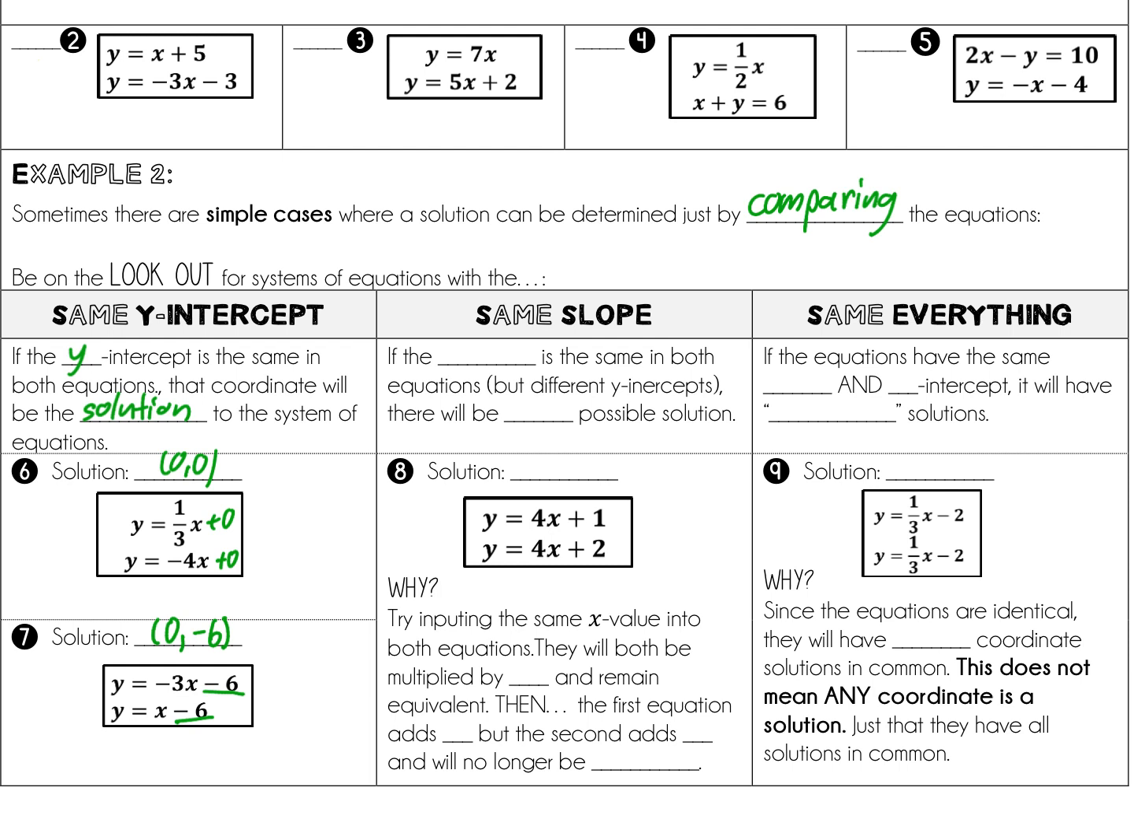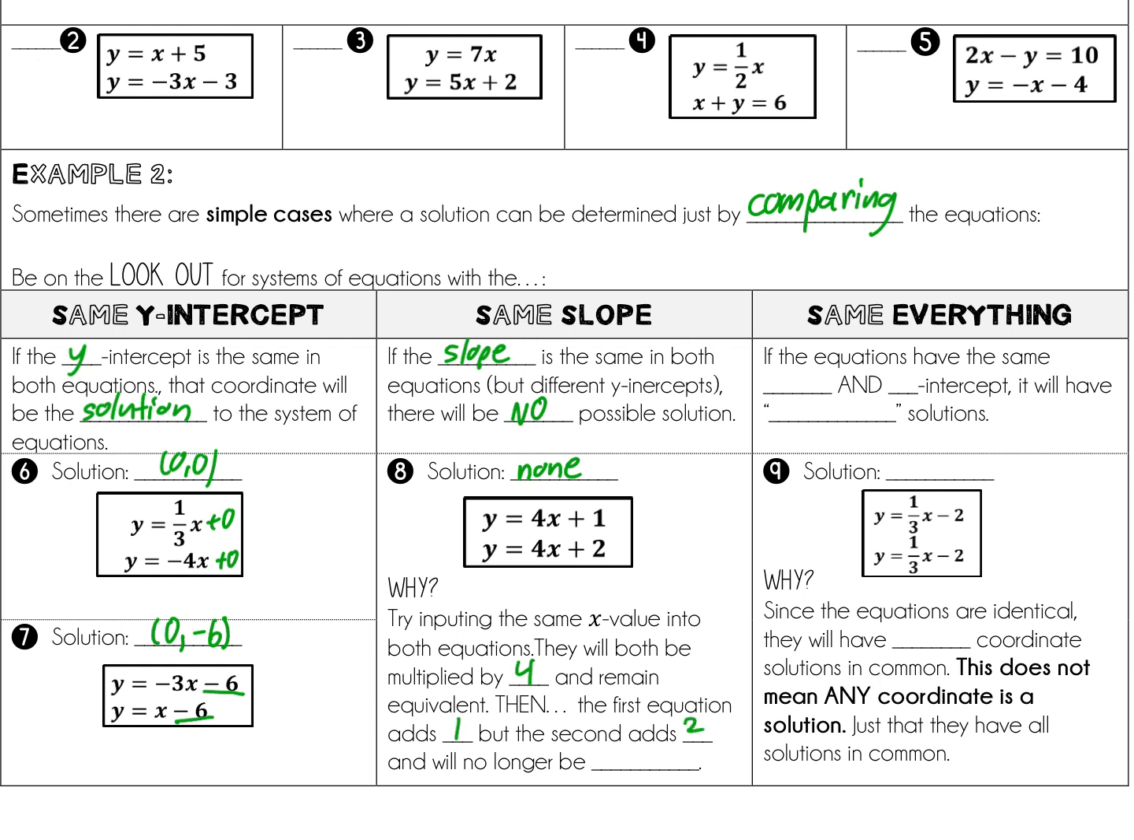Also be on the lookout for systems of equations with the same slope. If the slope is the same in both equations, but they have different y-intercepts, there will be no possible solution. In number 8, there is no solution because y equals 4x plus 1 and y equals 4x plus 2 both have a slope of 4, but their y-intercepts are different.